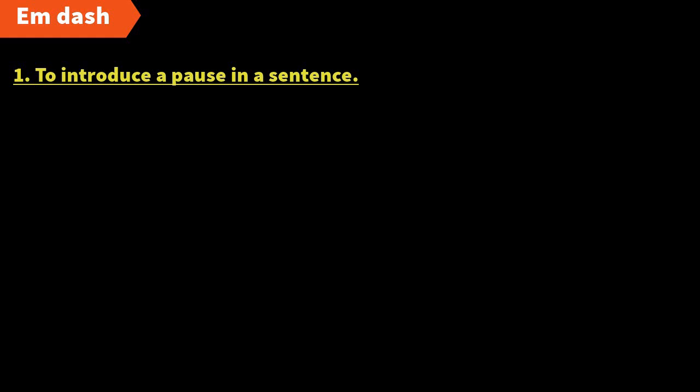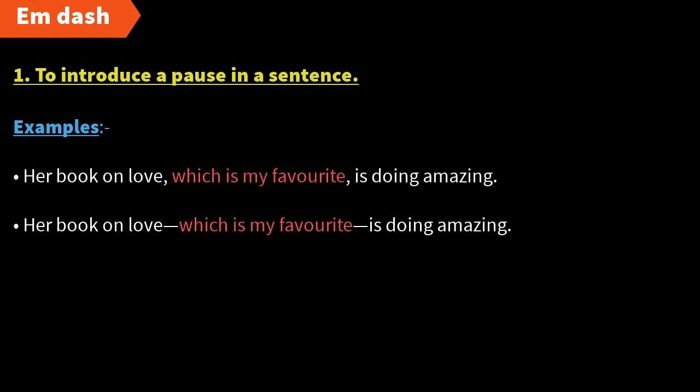Then what is the difference? The difference is it makes the sentence look more fun. It makes it more dramatic, right? And it makes the sentence less formal. Let's take some examples and understand this. Her book on love, which is my favorite, is doing amazing. Now, which is my favorite is a phrase, right? We have offset this using two commas, right? Non-essential information, we don't need it. I don't want to pay attention to this one. That's why I've used commas to just give extra information.